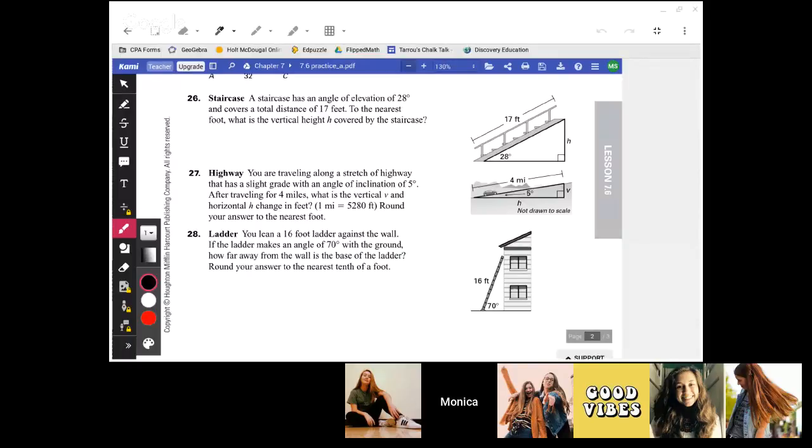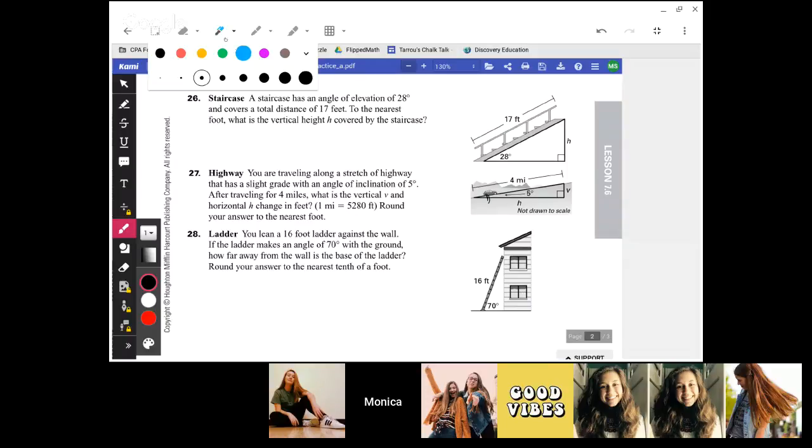Okay, Isabel, so for number 27, it says you're traveling along a stretch of highway that has a slight grade with an angle of inclination at 5 degrees. So this tiny little angle here is 5, okay? After traveling for 4 miles, what's the vertical V and horizontal H change in feet? And then round your answer to the nearest foot.